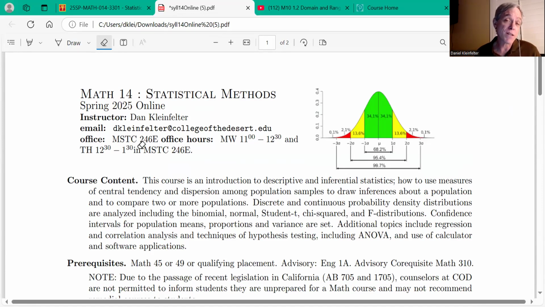So far, I have office hours in person on the Palm Desert campus. The hours are Mondays and Wednesdays, 11 to 12:30, and Tuesdays and Thursdays, 12:30 to 1:30. I'm going to add Zoom office hours. When I do that, I will put the link on Canvas.